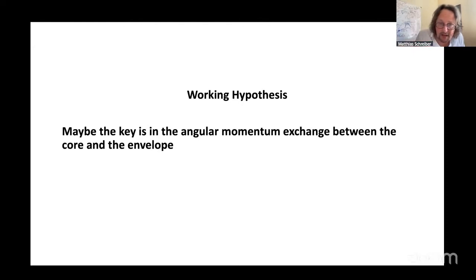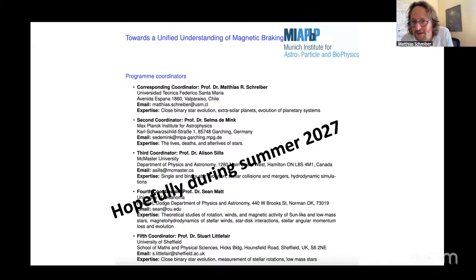And my last slide is an announcement. We submitted a proposal to the Munich Institute for Astroparticle and Biophysics, which is an institute that offers funding for 4-week programs in Garching to invite experts from all around the world to solve one problem. And together with these friends here on this slide, we submitted a proposal to bring together the communities working on magnetic braking in single stars and in binary stars to basically sort out our differences and to learn from each other, because so far these two communities developed more or less separately.